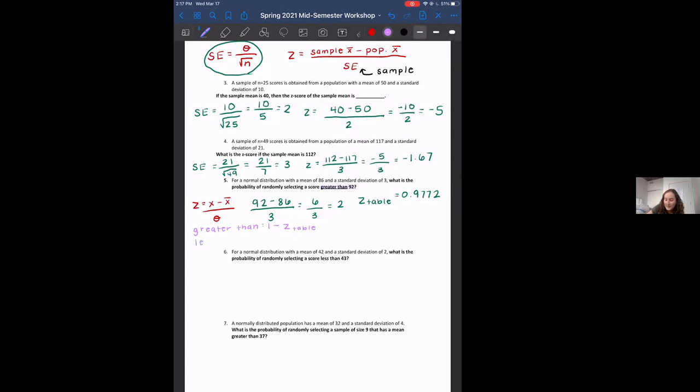So what if it says less than? What would we do instead? If it said less than 92, would that be our answer, or do we need to do something else? If it says less than, then that is just our answer. So it would be the z-table. Whatever you get from the z-table would be your answer. Okay. Does anyone have any questions on that? This is always the way it is when it's asking for the probability of selecting a score greater than or less than a number.